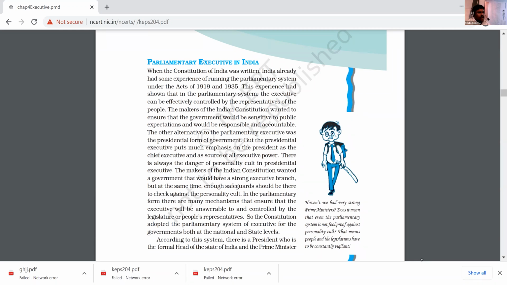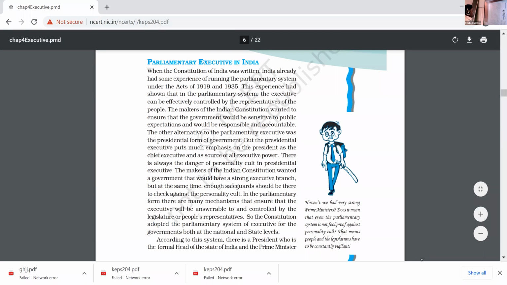Clear. While writing the Constitution, they added provisions to give some powers to the legislature. As per that, the legislature of the people is able to control the executive, because we know that there are three different organs of the government: the executive, the legislature, and the judiciary. Basically, we can say all these three stay in three different watertight compartments, but some relations are also there between these organs. So here, the executive can be effectively controlled by the representatives of the people.